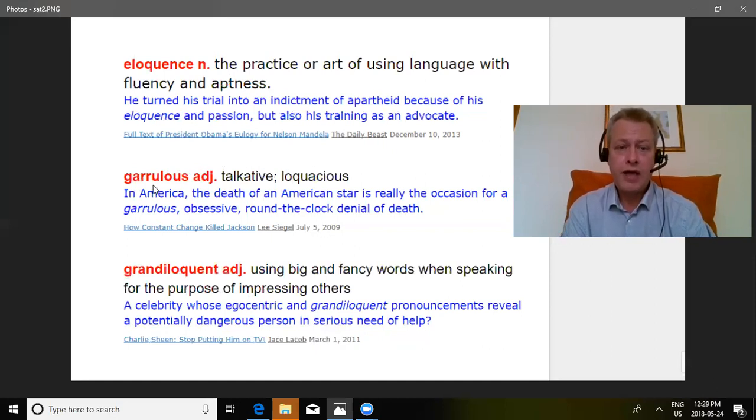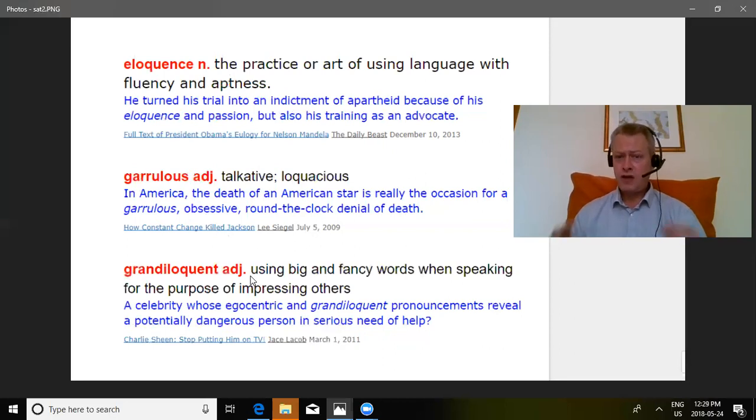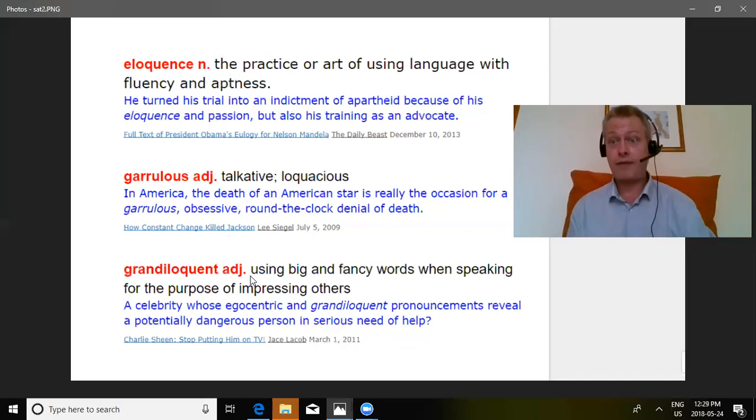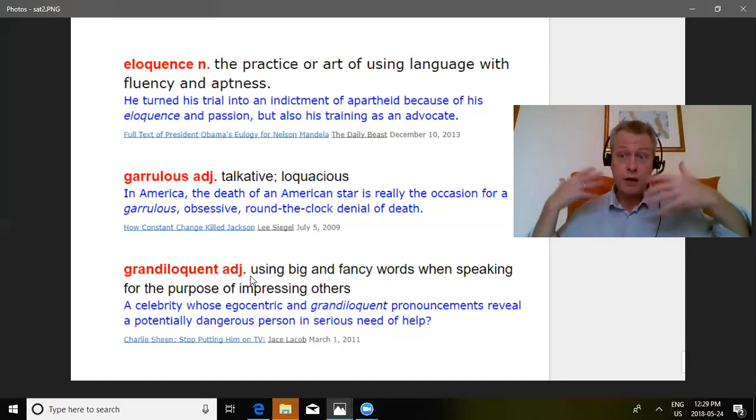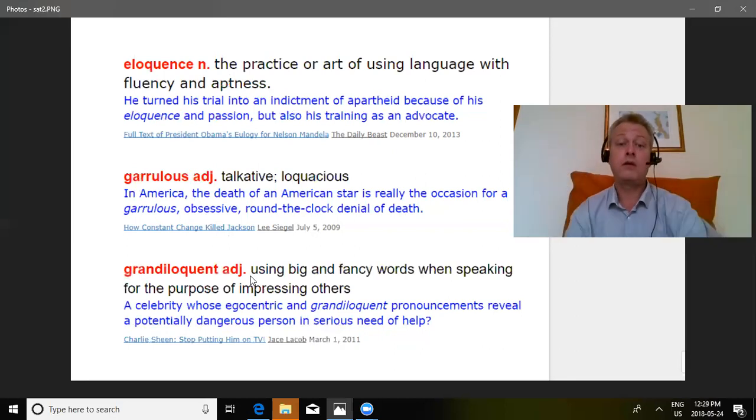Our next word, garrulous, talkative, loquacious. In America, the death of an American star is really the occasion for a garrulous, obsessive, round-the-clock denial of death. Okay. We can sort of think about any kind of plane crash or some kind of incident on the news where they're just talking about it all day long.